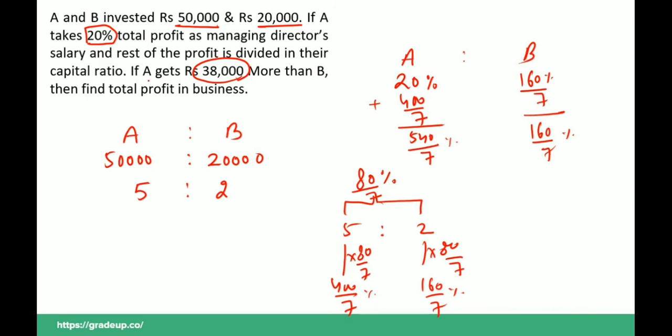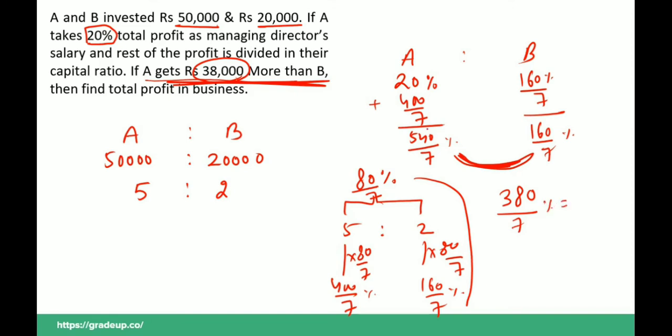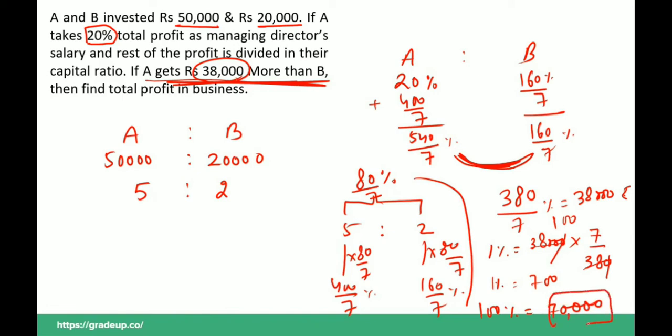Here we have been given that A gets 38,000 rupees more than B. Here A is getting 380 by 7% more than B. All right. In this question, we have been given 38,000. So 1% will be equal to 38,000 into 7 by 380. So this will cancel out with this, and this is what? 100. So 1% is equal to 700. So 100% is equal to what? 70,000 rupees. So this is the total profit in the business.